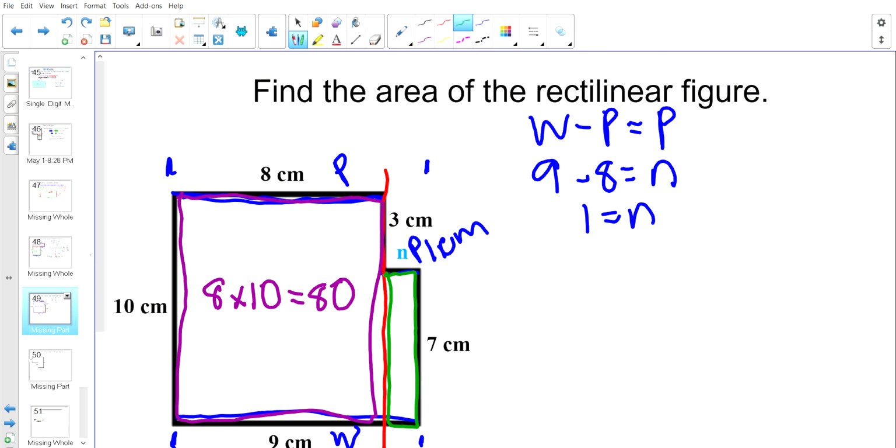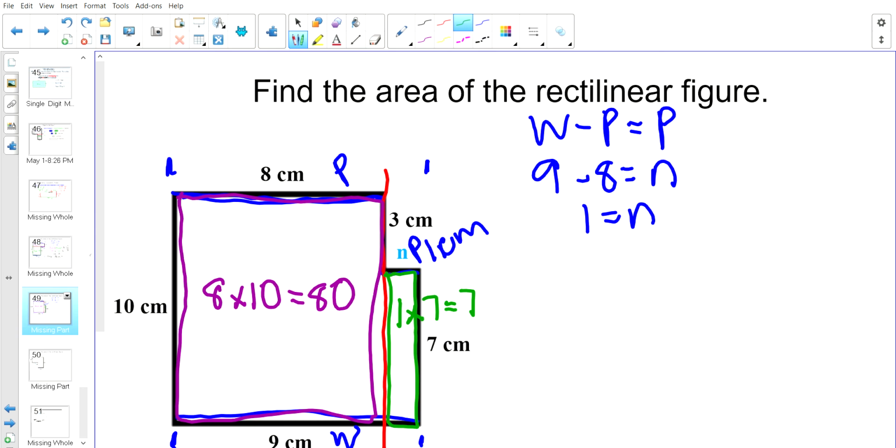Rectangle 2, the green rectangle, is a 1 by 7 rectangle. 1 times 7 equals 7. So the area of the second rectangle is 7 square units. Now, third grade, I'd like you to use mathematical equations to represent your thinking on your paper.